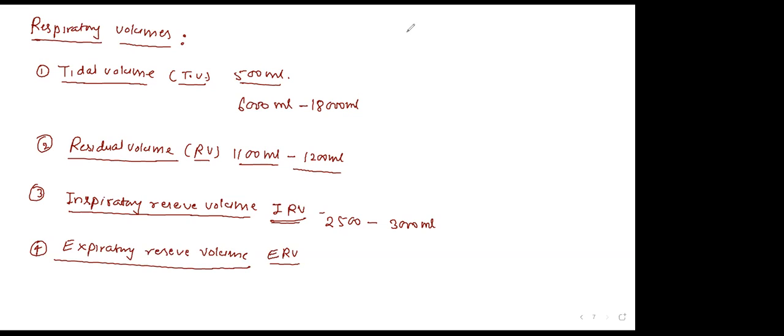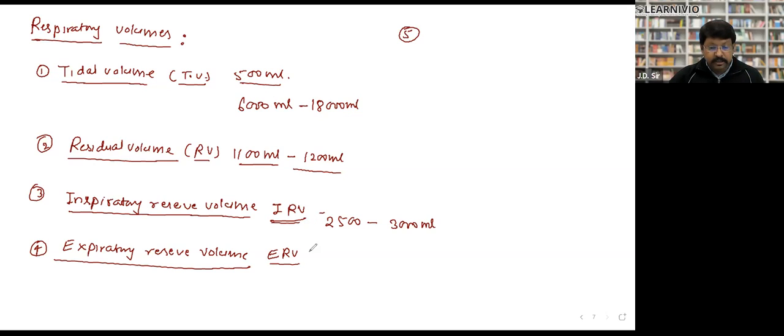So there's no quantity for this? Yes, there is a quantity. It is about 1100 ml to 1200 ml.